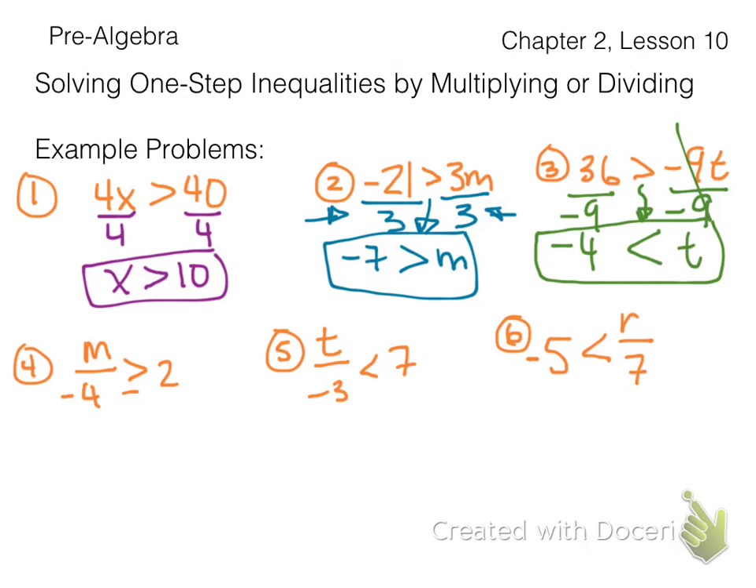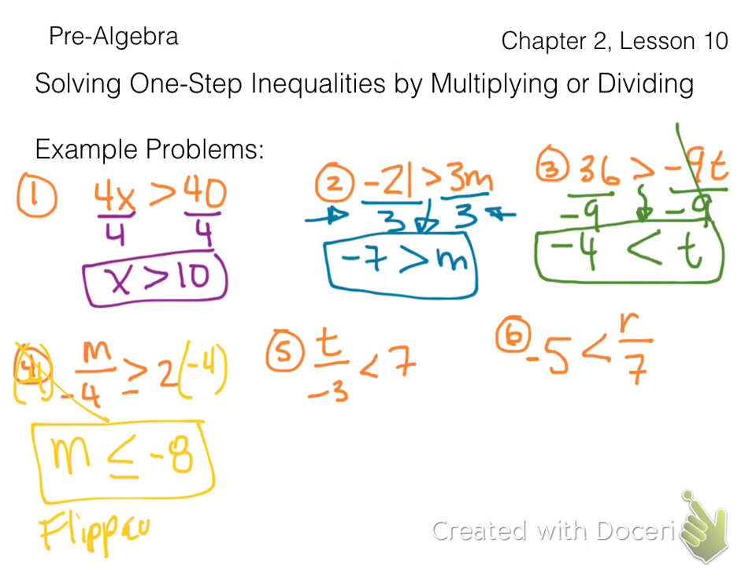Number 4, we have m divided by -4 is greater than or equal to 2. Well, what's the opposite of dividing by -4? Well, that would be multiplying by -4. Hey, guess what? I just multiplied by -4 on both sides. That means I need to do flippage. So m is now less than or equal to -8. Okay, this was a flippage. That's how you spell flippage, by the way. This was also flippage.